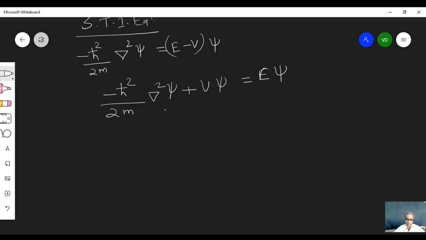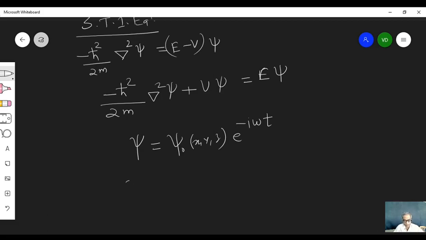There is no change because del square is a function of x, y and z, and V is also a function of x, y, z. V means potential energy, and potential energy is not changing with time. So these two terms are time independent, so the whole left hand side is time independent. Now we know that we have considered this psi function as psi 0, a function of x, y, z, times e to the power minus i omega t.